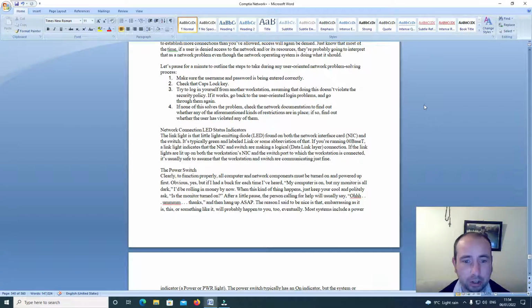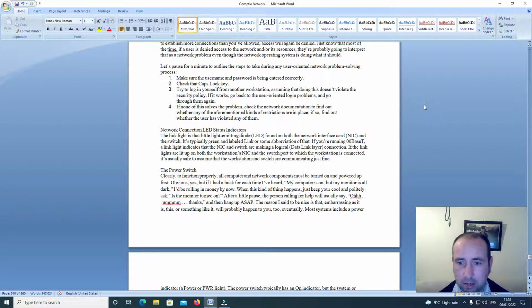Network connection LED status indicators. The link light is a little light emitting diode, LED, found on both the network interface card, NIC, and the switch. It's typically green and labelled link or some abbreviation of that.